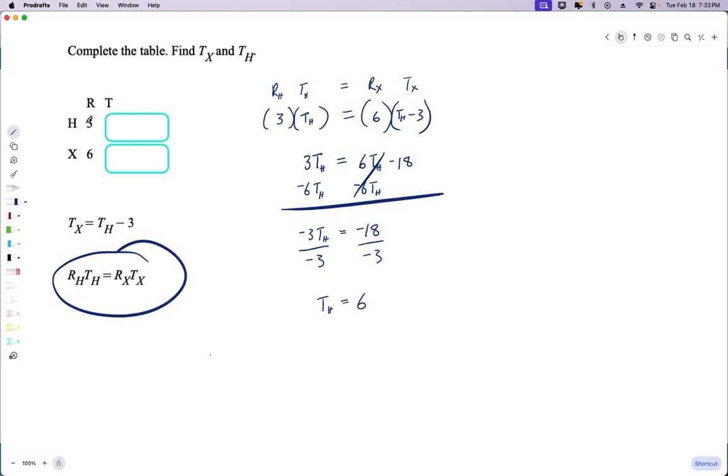So if TH is equal to 6 and TX equals TH minus 3, I can put the value of TH, which is 6 here, minus 3, that equals 3. So TX is equal to 6 minus 3, which is 3. And if you look, 3 times 6 is equal to 18, and 6 times 3 is equal to 18. So this is true. So we did it right. We got the right values. All right, let's look at another one. That one was not so hard.